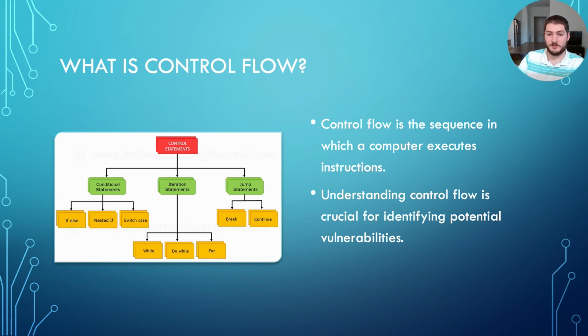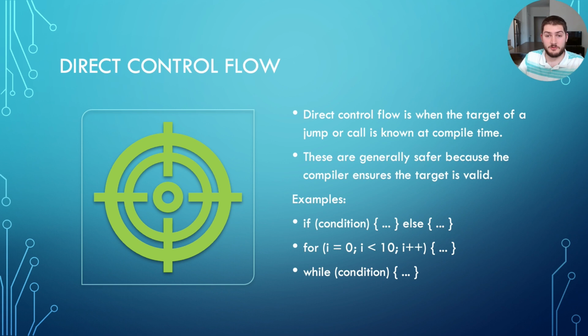Now that we have established a foundational understanding of control flow in general, let's turn our attention to a specific category. Direct control flow is characterized by a crucial feature. The target of any jump or function call is definitively known at compile time, which refers to the stage when the source code of a program is translated into machine-readable instructions by a compiler. This known target characteristic of direct control flow contributes significantly to its inherent safety.